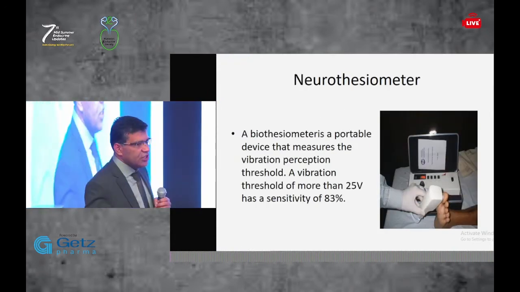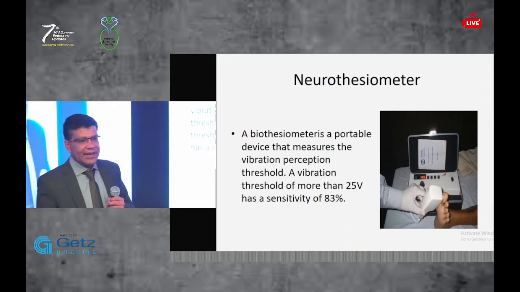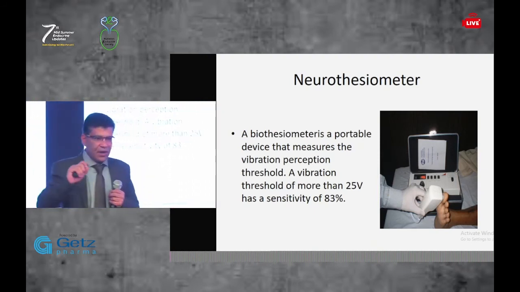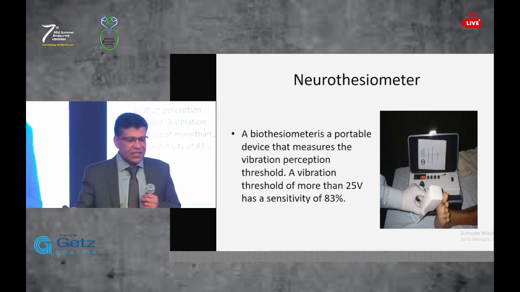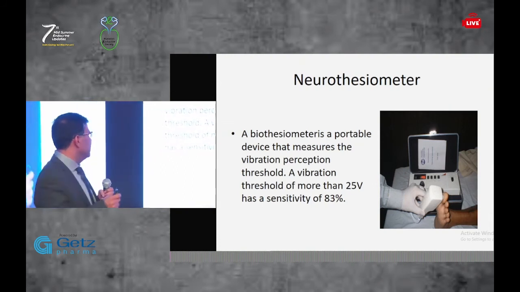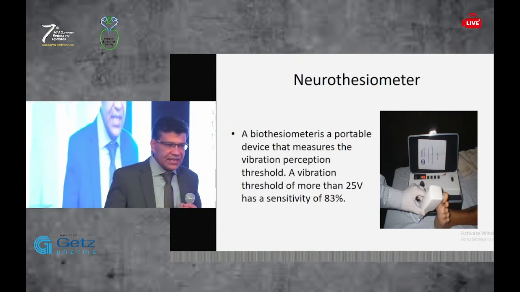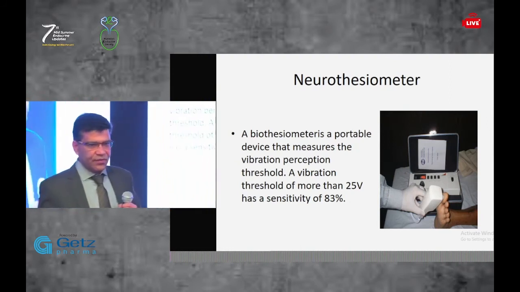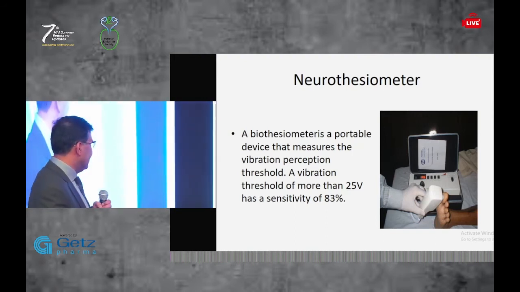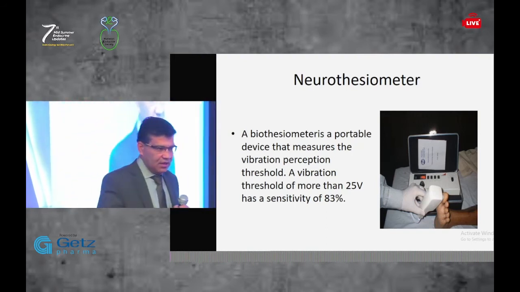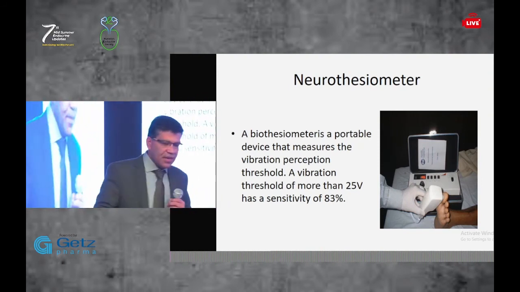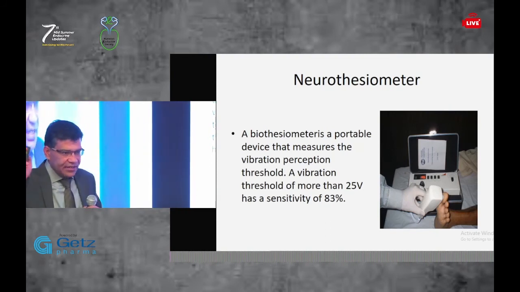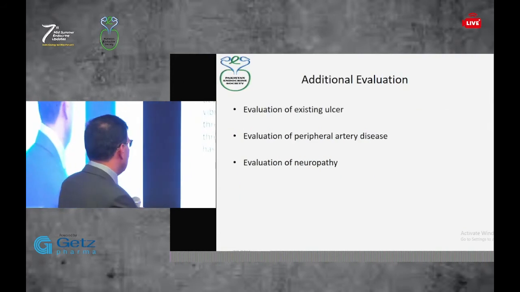So this is a neurothesiometer, which can electrically measure the sense of vibration, which is called the vibration perception threshold. Usually it is more than 25. If it is less than 25, it has 83% sensitivity for the diagnosis of peripheral neuropathy. But you must also keep in mind that this vibration perception threshold changes with age. So different ages have different vibration perception thresholds.